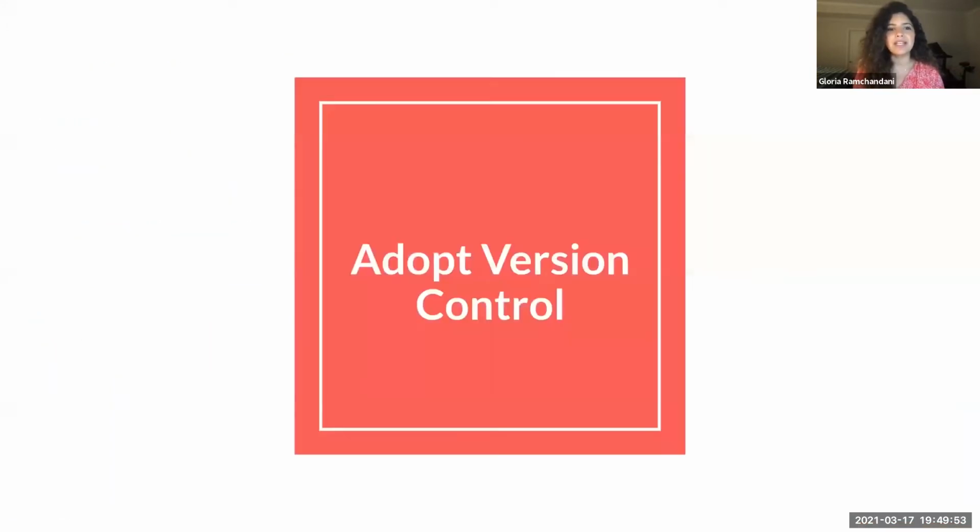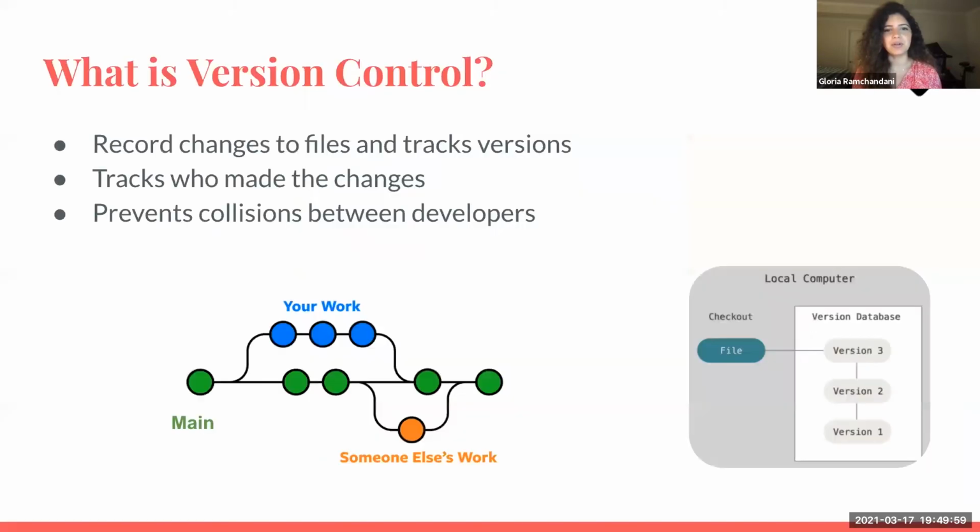Principle number 1 is adopt version control. Some of you may be thinking, what exactly is version control? Well, the term version control broadly includes any system that helps people keep track of multiple versions of something, but it's used more often to describe software tools like Git.